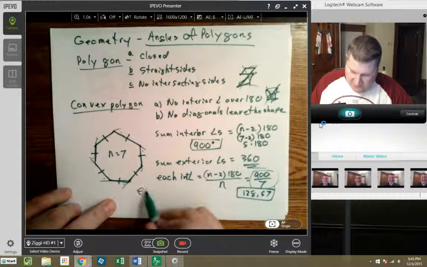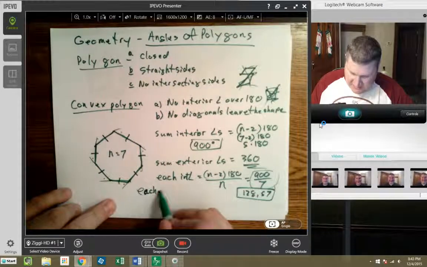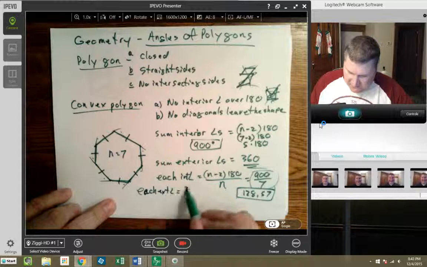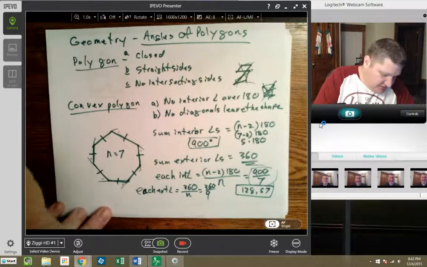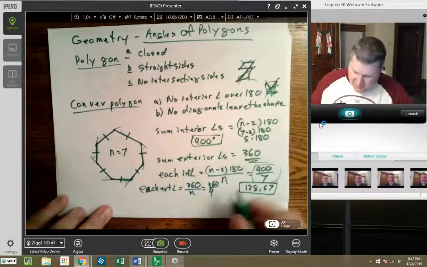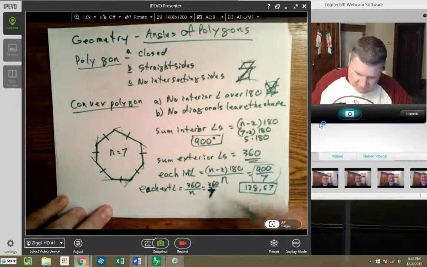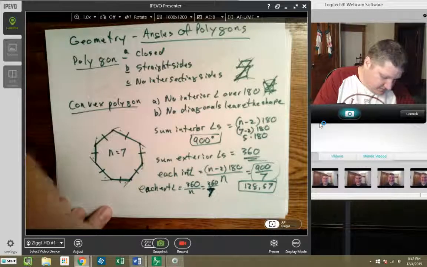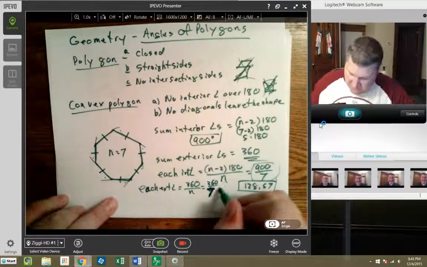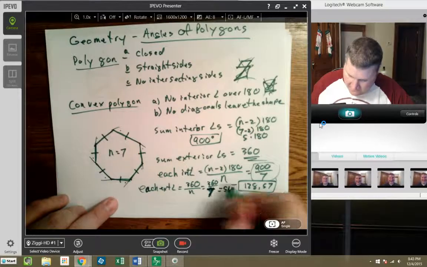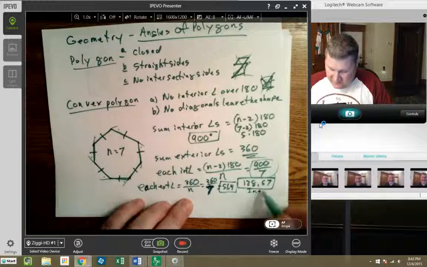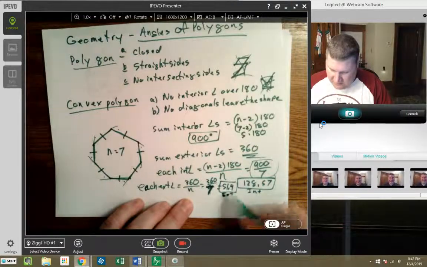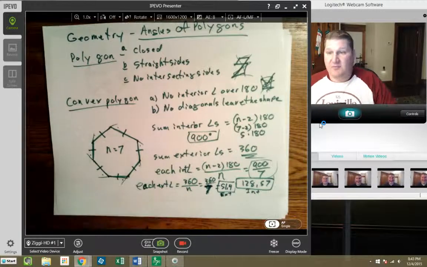Now, if I want each exterior angle, that's going to be 360 divided by n, which in our case is 360 divided by 7 sides. 360 divided by 7 would be 51.4. There we go, 51.4. So that's interior, that is exterior. Okay, so we have a couple different pieces there.